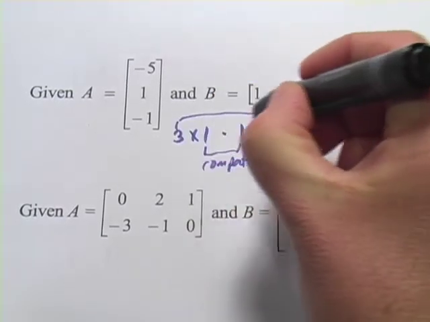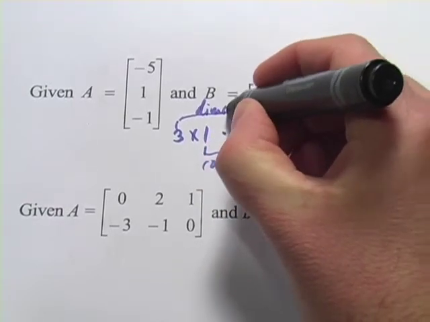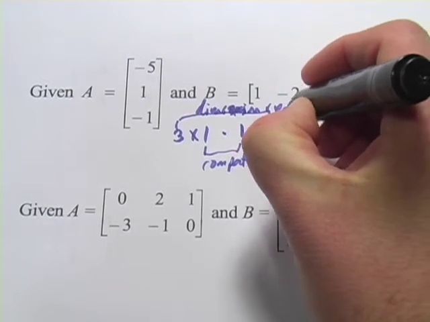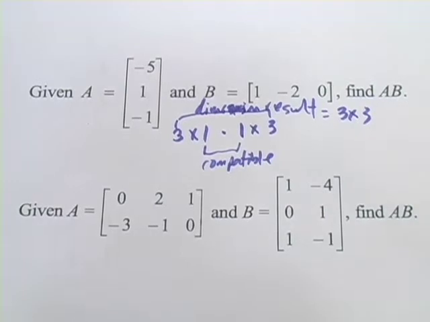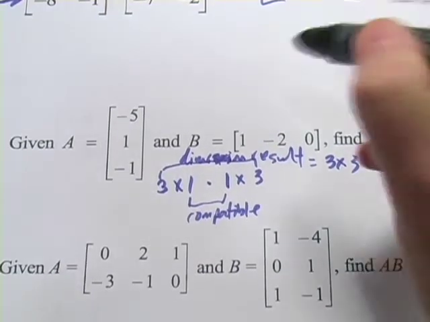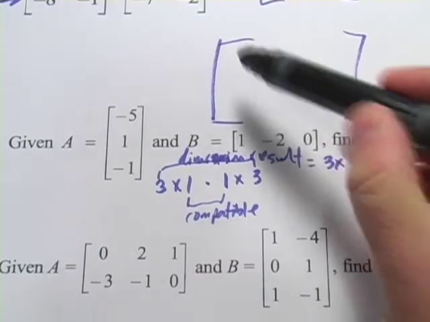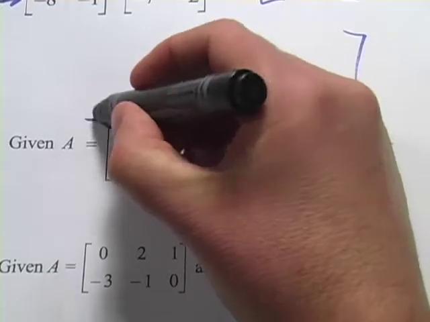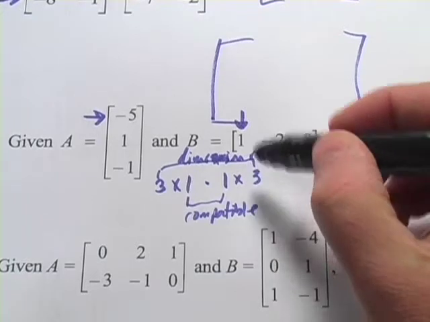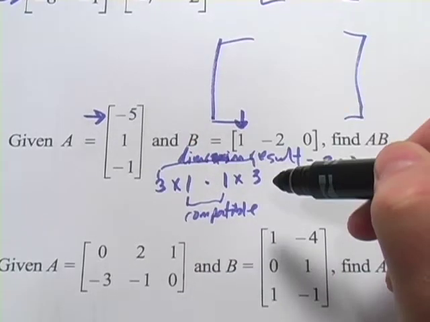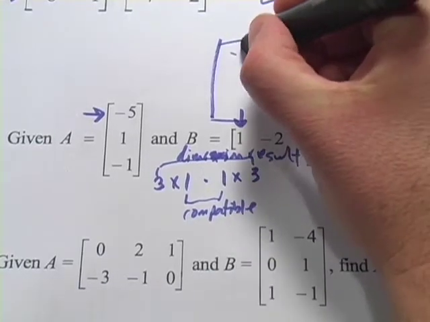What the outside dimensions tell you is the dimensions of your result. So this is going to be a 3x3 matrix in the result. So let me show you how this one works. I think I'll steal a little bit of room up here. We're going to have a 3x3 matrix. Now, first row, first column, we'll take the first row of the first matrix and multiply it by the first column of the second matrix. So that would just be -5 times 1. There's nothing else to multiply, so that's it, -5.